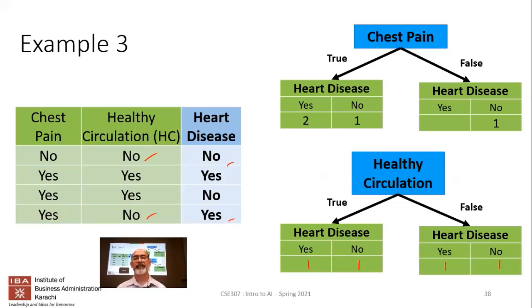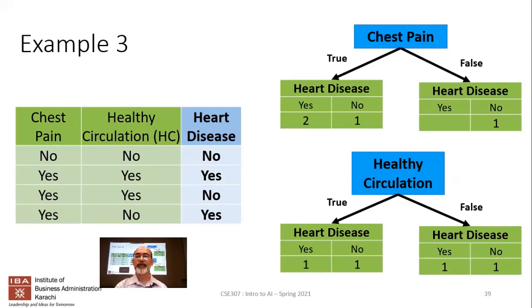Okay. So as you can see, this is again going to have a high Gini score. So healthy circulation is actually not very good. It's not really telling you much. It's sort of like the earlier case where it was headache. But at least chest pain is a little better.